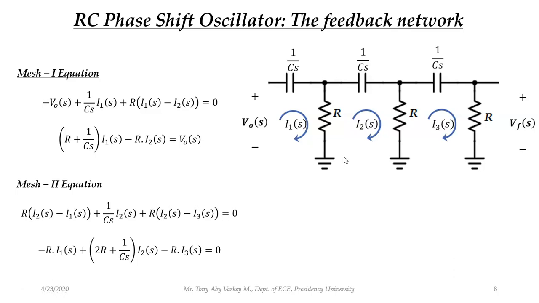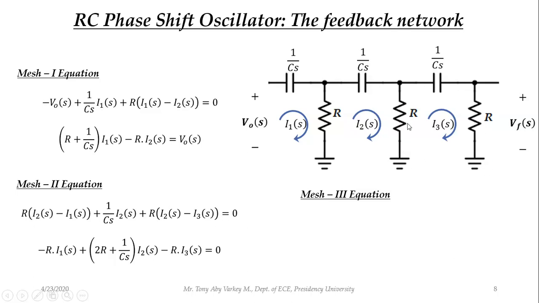I'm again grouping the coefficients of each term. So minus R into I1 of S plus 2R plus 1 by Cs into I2 of S minus R I3 of S is equal to 0. Now let's write the mesh 3 equation. So what will be mesh 3 equation? I'm going to start from here and going in this direction.